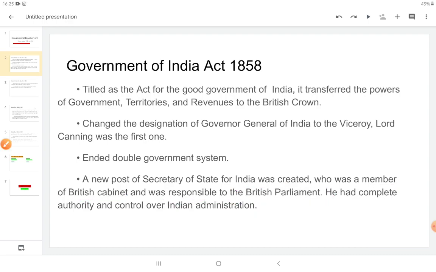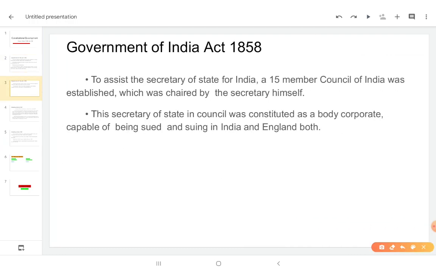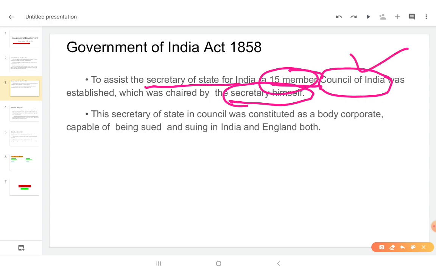To assist the Secretary of State, a committee with 15 members was created, which was called the India Council or the Council of India, and it was chaired by the Secretary of State himself. Now, this Secretary of State in Council was a body corporate, capable of suing and being sued, in India as well as in England.